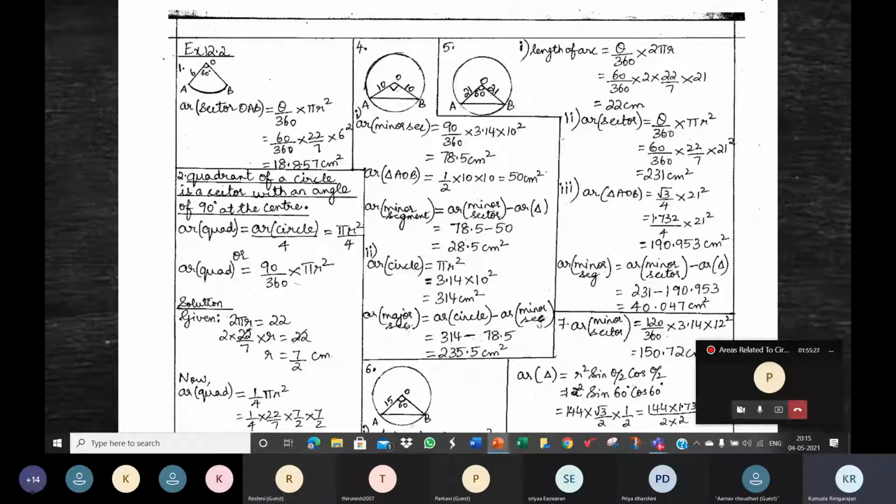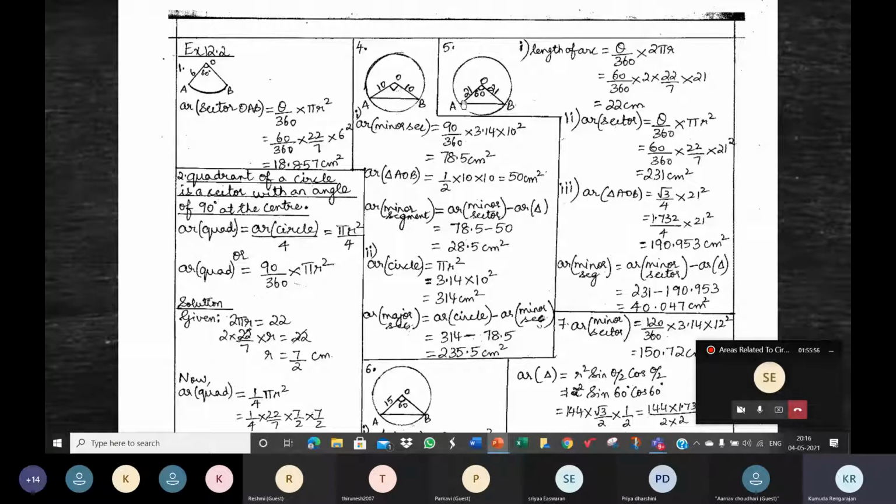Now, what is the perimeter of the minor segment, children? Perimeter of the minor segment. 43, ma'am. Yes, 43. What do we see on the boundary of the minor segment? Which is the minor segment? This is the minor segment. What do we see on the boundary?